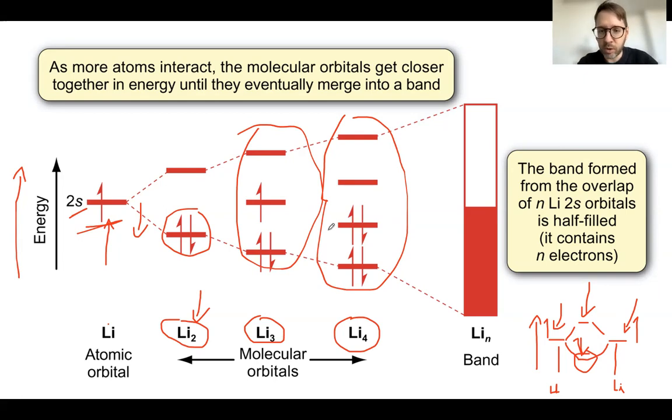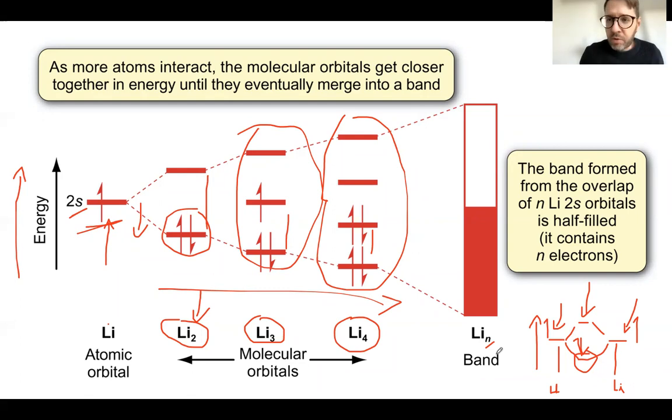So if we continue this process, adding 5, 6, 7, 8, 9, 10, 100, 1,000, 1,000,000, and so on, we arrive at a scenario in which we have n lithium atoms, which is a very large number. And this comprises the scenario in which we have a solid material. You can see here also that when we increase the number of lithium atoms combining to generate these molecular orbitals, the spacing between these molecular orbitals also decreases.